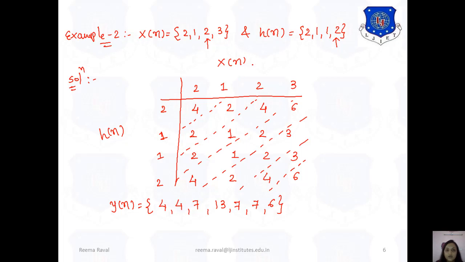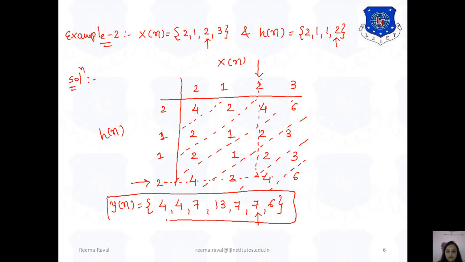Now we need to denote the arrow. So here for x of n, the arrow is at the 0 position, which is at 2. For h of n, the arrow is at the last 2. Now we need to find the intersection to denote the output origin function. So the arrow will be at 4 plus 3, that means this 7 value. So this is the output function, or system output function, for the given data.